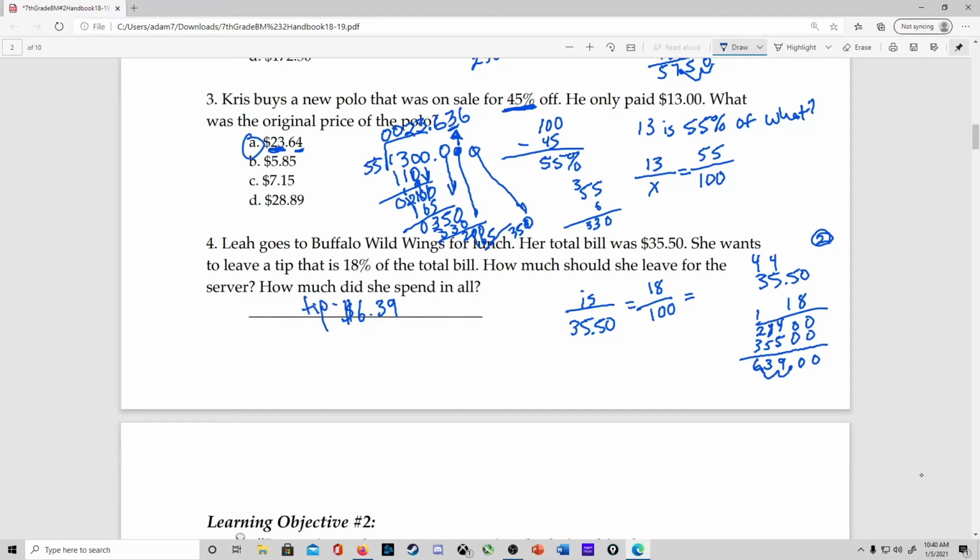And we want to know how much she spent total, so we're going to add that. So total, we're going to add that to our 3550, so 6.39. We get a 9, we get an 8, bring down our decimal, 1, 1, 41.89. All right, and that should make sense. If you got to 639 and you saw that you hadn't moved the decimal by dividing by 100 yet, then that wouldn't make sense. You wouldn't give a $600 tip on a $35 bill.